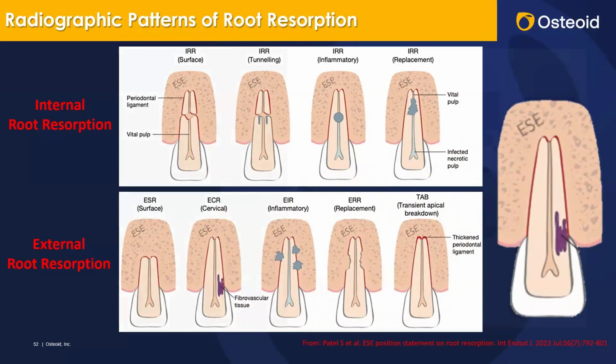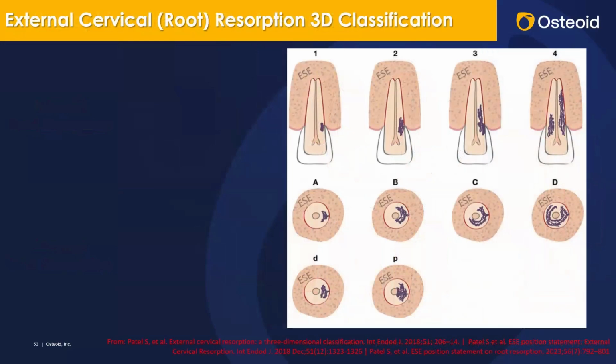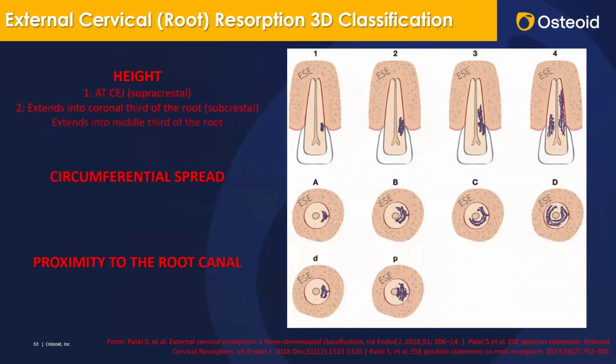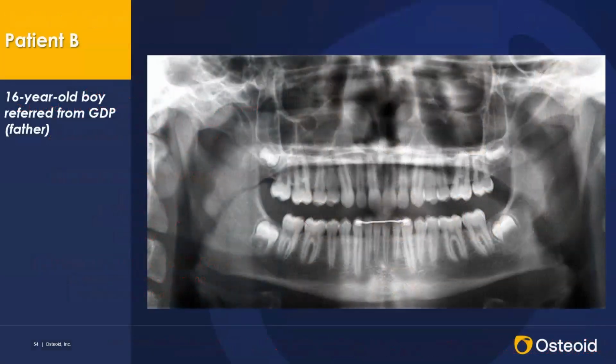So if we look at this more in detail, and I think this is important because it leads us to prognosis. And again, there is a classification system for external root resorption according to the location, the circumferential spread, and the proximity to the root. We can look at it at the CEJ, extending into the coronal third, or below the crest of the bone and into the apical third. Circumferentially, we can look at it in quadrants of 90 degrees, 90 to 180, more than 180, and more than 270, and proximity to the pulp. So let's have a look at a case here to apply this.